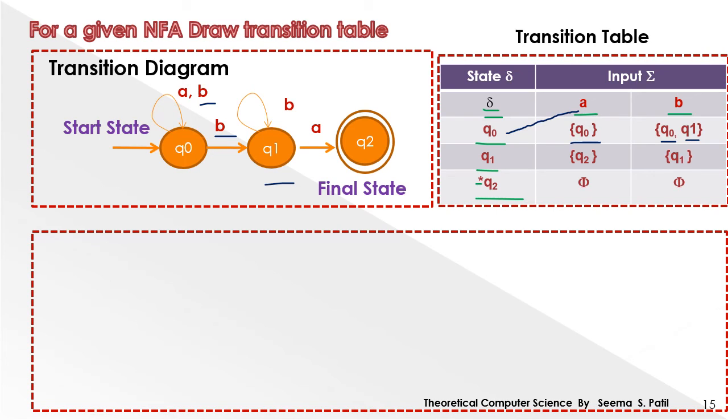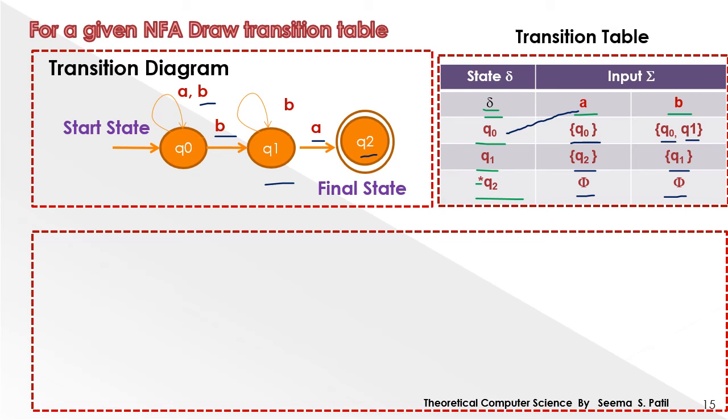Check for the state Q1. Q1 goes to Q2 along with A. So make entry here Q2. And Q1 along with B goes to Q1. So right here Q1. Okay. Now for the Q2 there is no path for A and B. So right here I only.